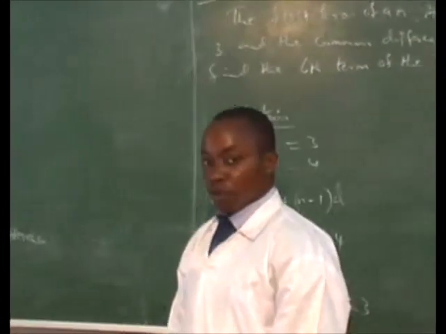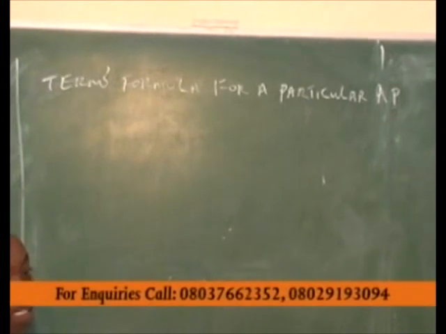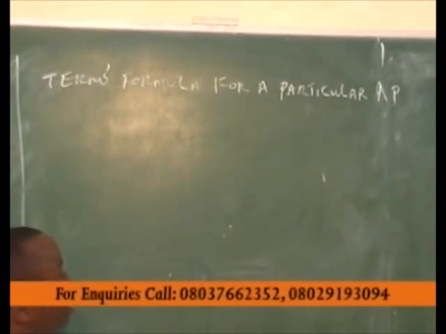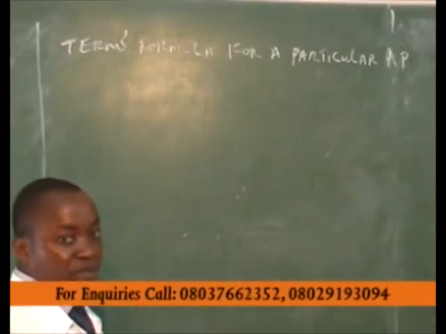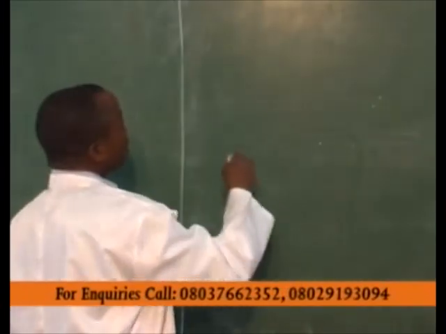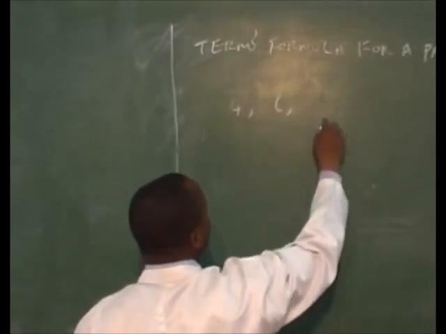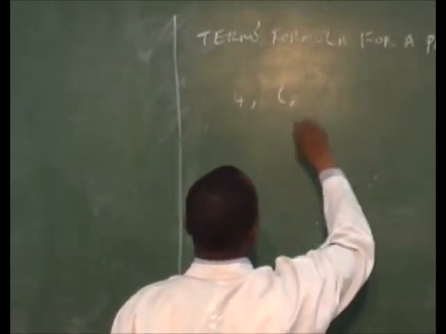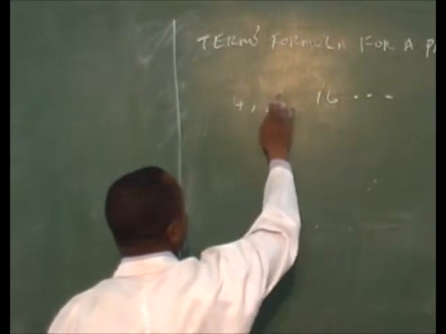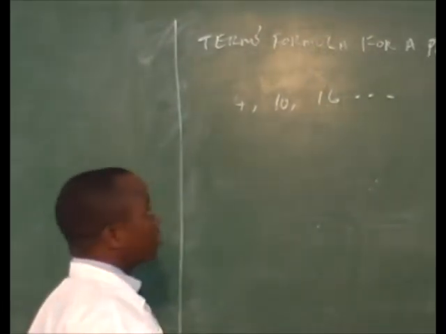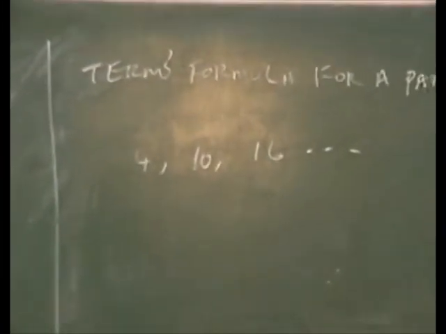Now, we also look at other subtopics. We are looking at the nth term formula for a particular AP. Now, I said that every sequence has a rule or pattern, and one may differ from the other. We will see how it differs. Let's look at this sequence. If we have 4, we have 10, we have 16, and so on. We have 4, we have 10, we have 16. And then we are asked to develop a formula for this sequence.